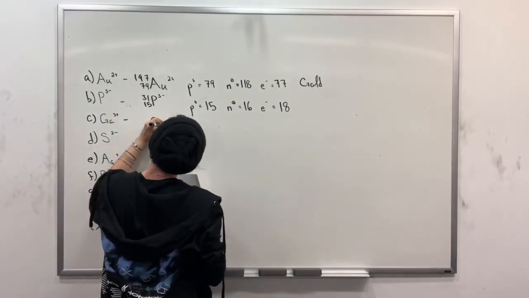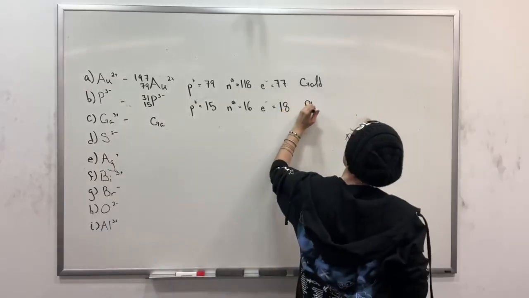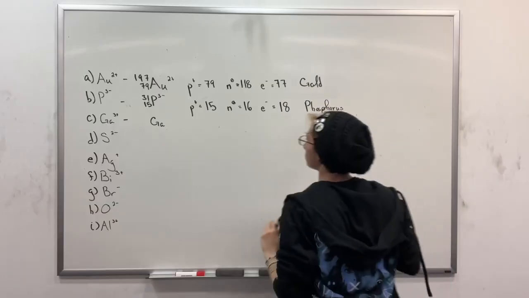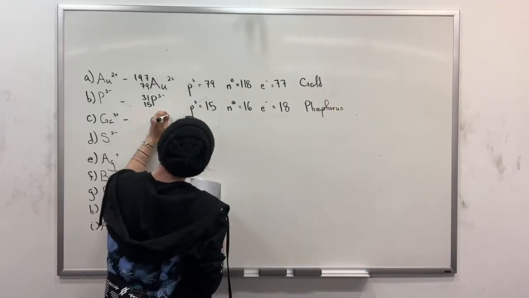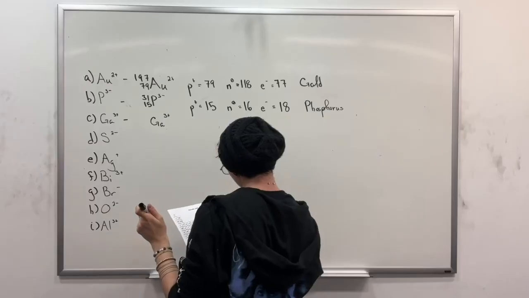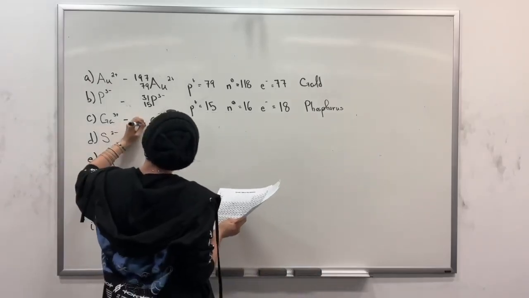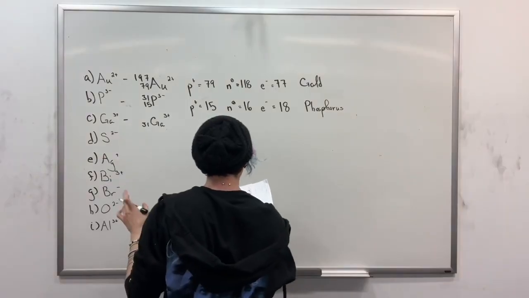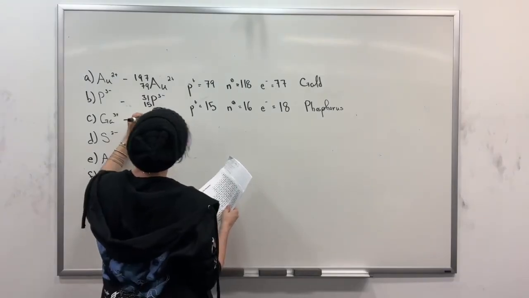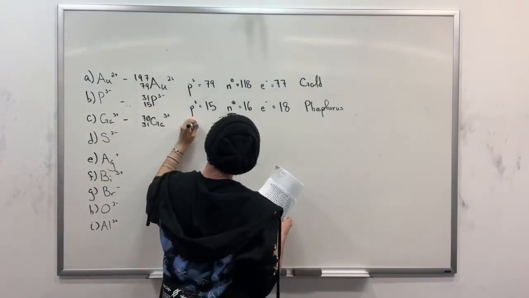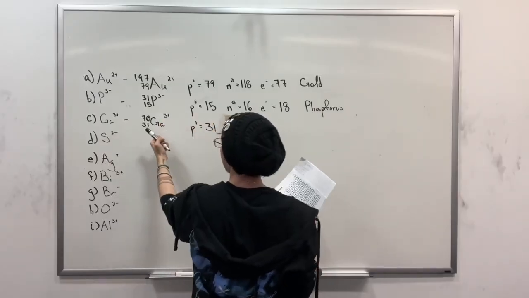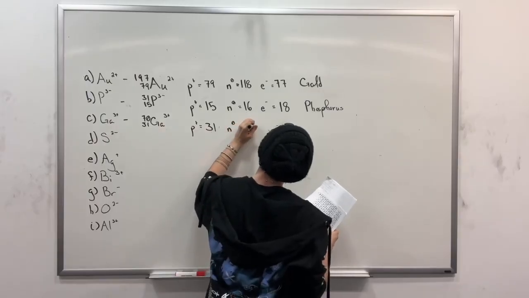Ga3+. So Ga 3 plus. Gallium is 31, yes, 31 on the periodic table. And its mass is roughly 70. So number of protons is 31. Number of neutrons, 70 minus 31. We have 39 neutrons.